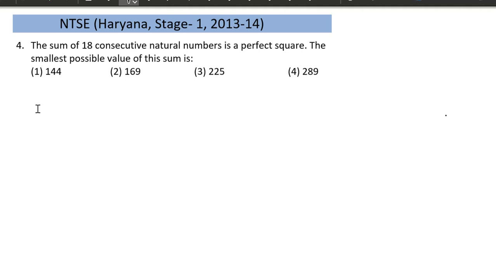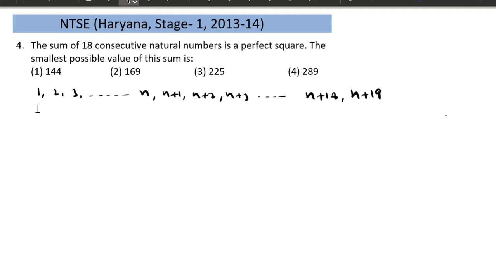So he has given the sum of 18 consecutive natural numbers. It is not the first 18 natural numbers, which would mean adding from 1 to 18. It is not like that. The sum of 18 consecutive natural numbers is a perfect square. So if I start from 1, 2, 3 up to n, and then n plus 1, n plus 2, n plus 3, and so on, up to n plus 18, n plus 19.